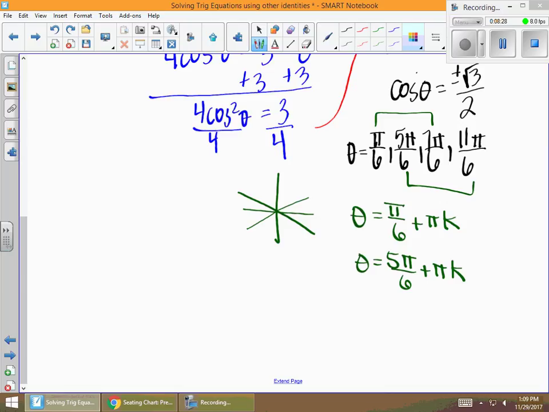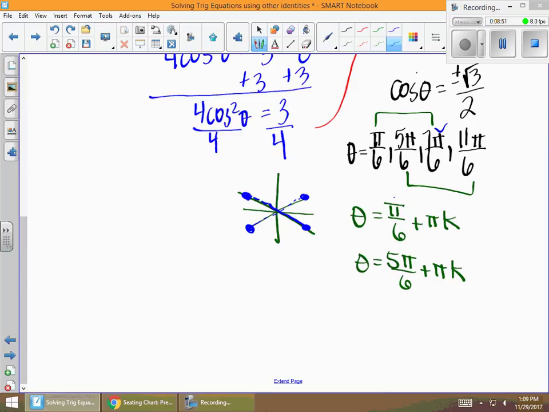We don't need to do 2 pi k for this one because pi over 6 plus pi k takes care of pi over 6 and the one that's pi away from it, which is 7 pi over 6. And then same thing for 5 pi over 6 plus pi k. It just condenses your solution because it takes care of that and 11 pi over 6.